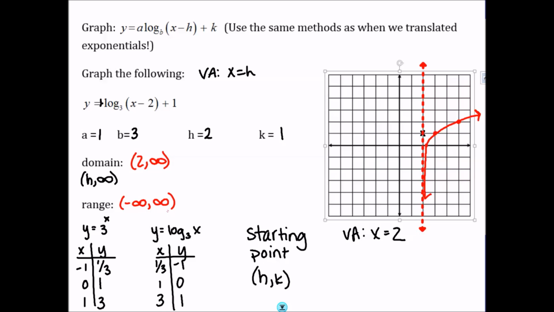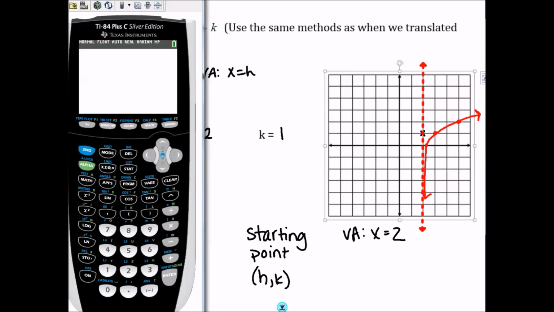If you want to check your graph on the calculator, you can go to y equals. Then to type in the log, you go to math, log base, and it gives you little boxes to type the base in. So it was log base 3 of x minus 2, plus 1.